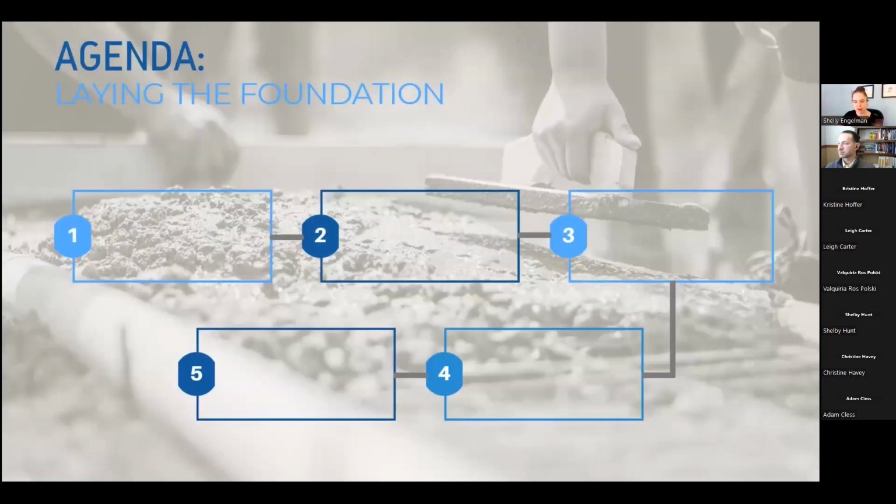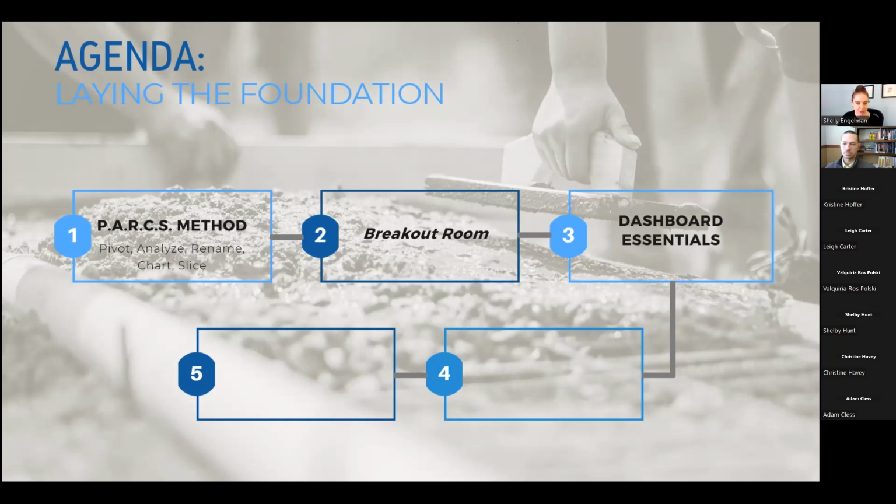Okay, so here is our agenda for today. The beginner workshop is all about laying the foundation. So first, we're going to introduce you to the Parks method, our 5-step method for creating a dashboard. After we practice doing the Parks method a couple of times, we're going to send you into breakout rooms where you can practice on your own in groups. Then we're going to all come back together and we'll show you some basic design elements to add to your dashboards. You'll then have another opportunity to work on your dashboards on your own in a breakout room.